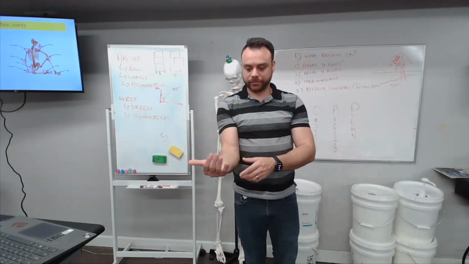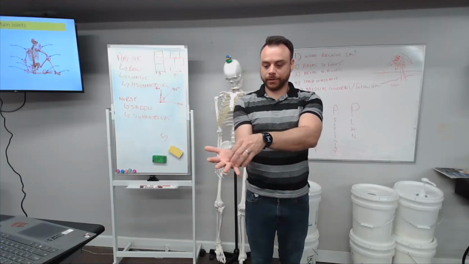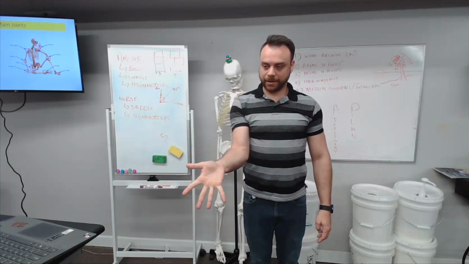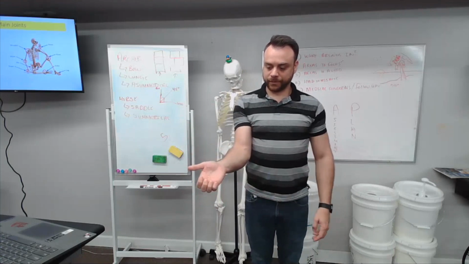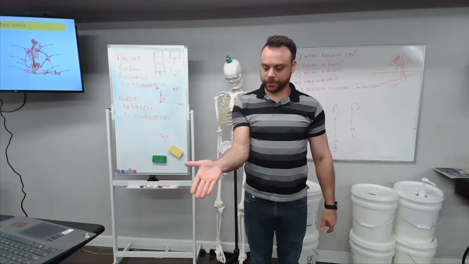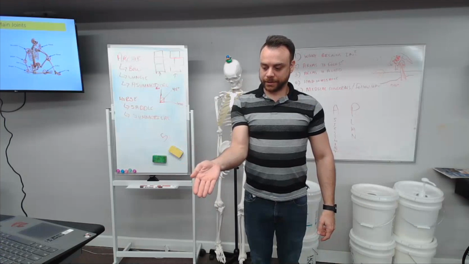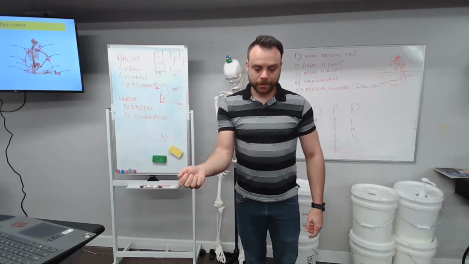And then my knuckles here, the metacarpophalangeal joints, can perform flexion, extension, abduction, adduction. And then my interphalangeal joints can perform flexion and extension. My saddle joint can perform flexion, extension, adduction, abduction, opposition, reposition.